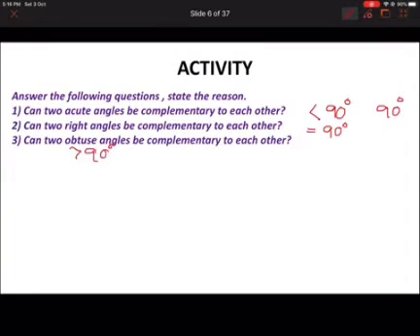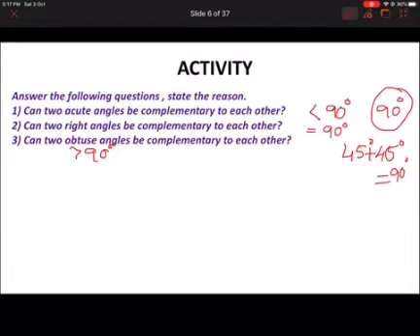Now think, if you have two angles both less than 90 degrees, can you think of such angles where the sum will be equal to 90 degrees? I am sure all of you have come up with such angles. For example, let us take 45 and 45. 45 and 45 are in fact special. Why? 45 degrees plus 45 degrees adds up to 90 degrees. You all agree?